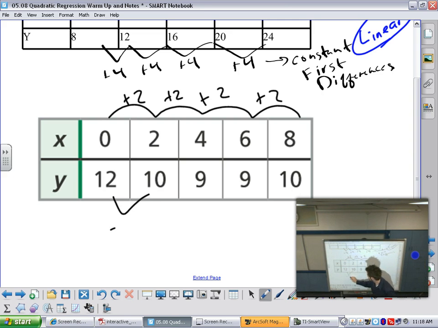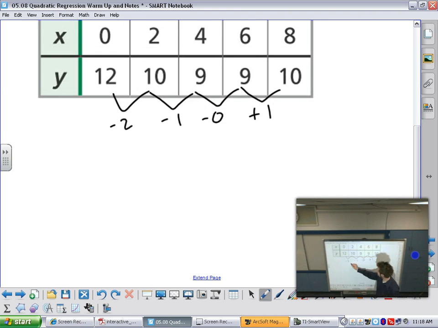Going from 12 to 10, that's minus 2. Going from 10 to 9, that's minus 1. Going from 9 to 9, that's minus 0. Going from 9 to 10, that's plus 1. Those aren't constant, so is this linear? No. So we have to go a second level down.